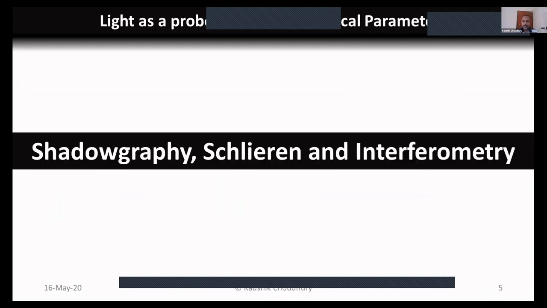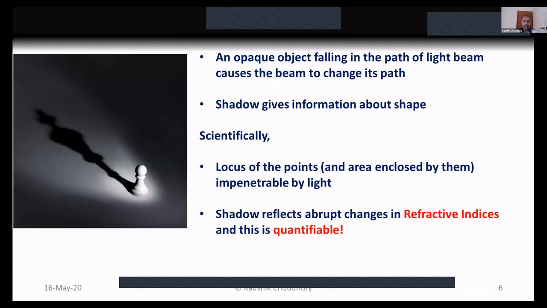So let's begin with shadow. What is shadow? Shadow is the simplest thing probably every one of us sees. Whenever we walk in sunlight, we see a shadow. We walk at night, we see a shadow. Anything that comes in the path of light, we see shadow. So this is one of the most common manifestations of light that we all see.